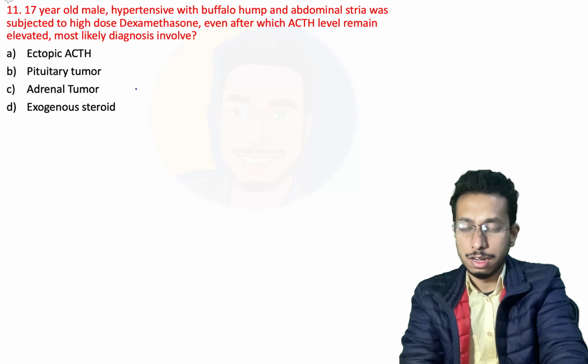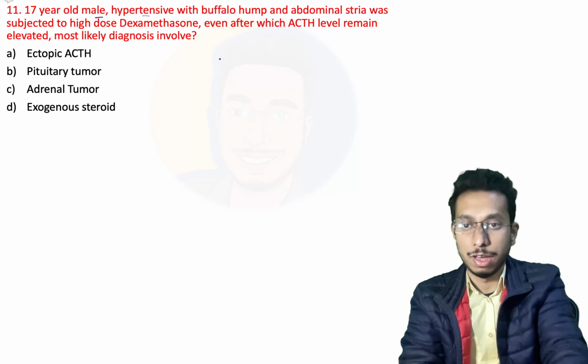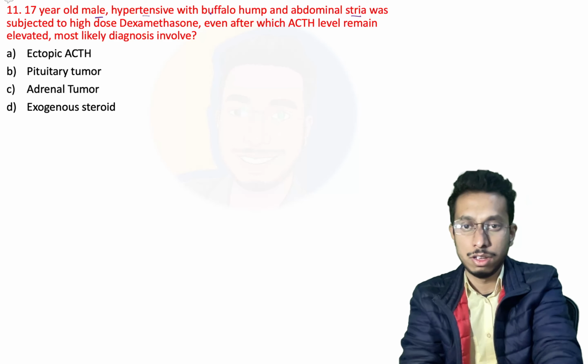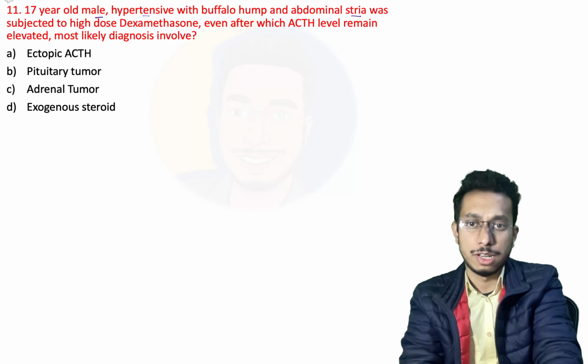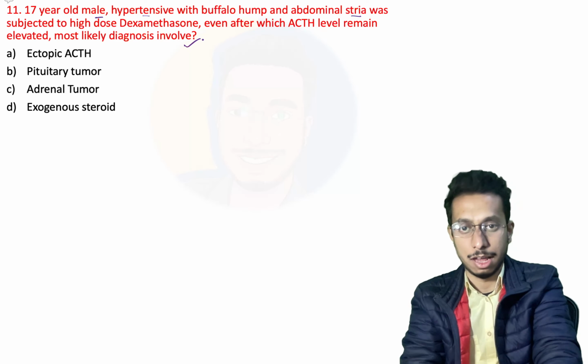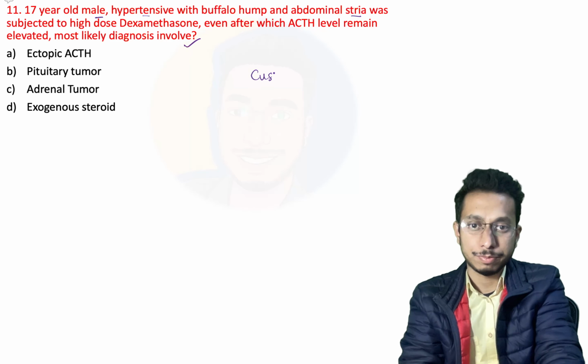So here they are asking about a 17-year-old male who is hypertensive. So young age hypertension presented with buffalo hump and abdominal stria, subjected to high dose dexamethasone, even after which ACTH level remains elevated, most likely diagnosis? Okay, so this is nothing but a Cushing syndrome.